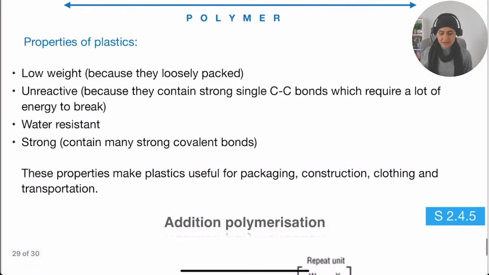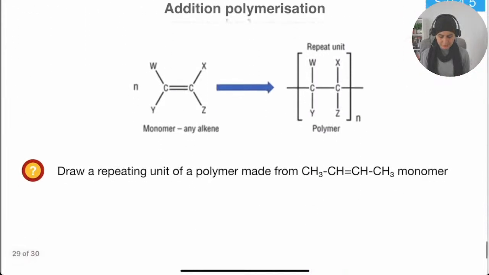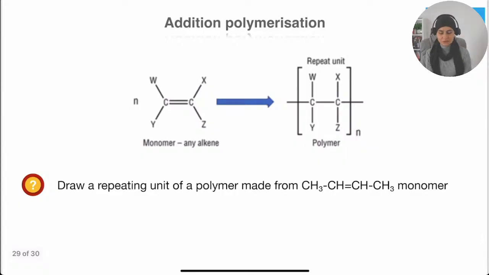And now random facts about properties of plastics. Maybe you were wondering. Plastics have low weight, so they are loosely packed and usually quite light. They are unreactive because they contain strong carbon-carbon single bonds, which, as we know, require a lot of energy to be broken. They are water resistant and they are strong because they have many strong covalent bonds, which makes them useful for packaging, construction, clothing, and transportation. This you know better than them. I think you can figure it out. Yeah, when can you use plastics?